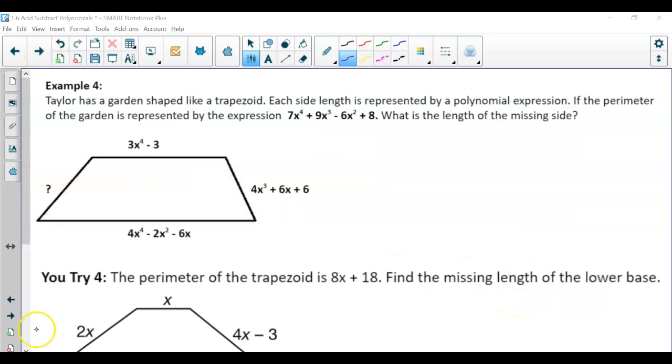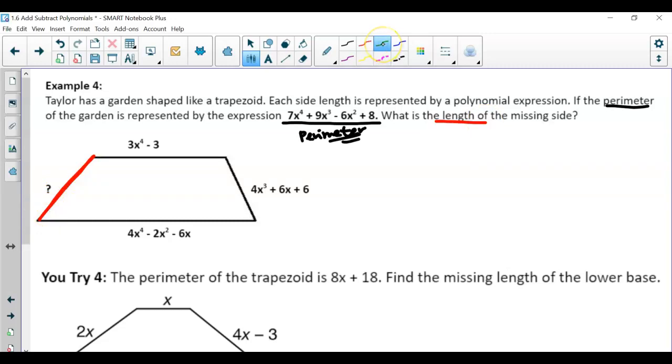Now let's take a look at our last example here. You're given a garden that is in the shape of a trapezoid, and each side is represented by polynomials. Now, if the perimeter of the garden is represented by this polynomial, so now notice that this is the perimeter. So this is not that fourth side. This is the perimeter. This is the final answer after adding up all four sides. What is the length of the missing side? This is what we are looking for here.